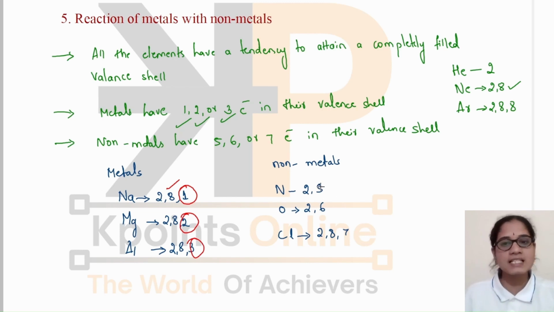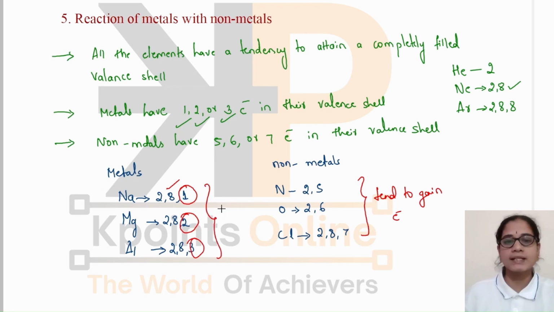Non-metals, you can see here, nitrogen has 5 electrons in its outermost shell. If it gains 3 more electrons, then it will become stable. And oxygen has 6 electrons in its outermost shell. It needs 2 more electrons in order to become stable. In the case of chlorine, it needs one more electron to get its valence shell completely filled. So non-metals tend to gain electrons, and metals tend to lose electrons. When metals lose electrons, it is easier for non-metals to accept those electrons.